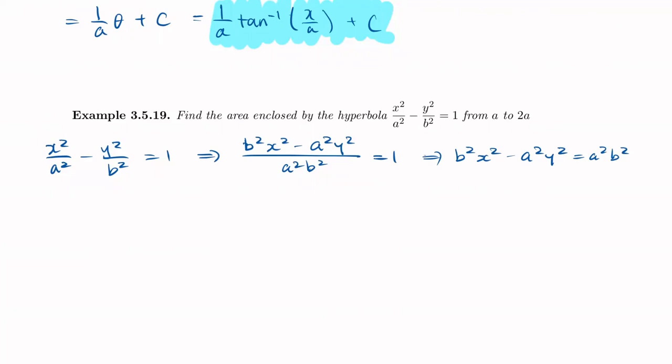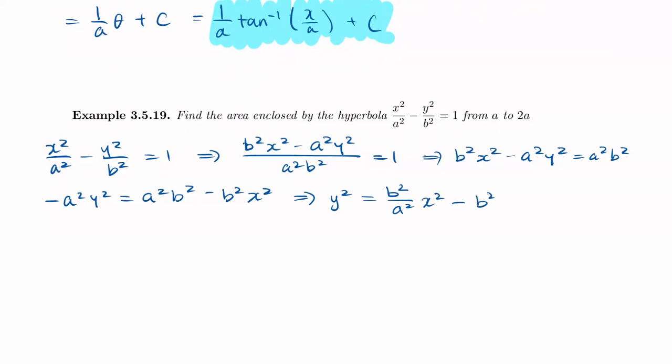Now I have to bring the x to the other side, so that means I have negative a squared y squared equals a squared b squared minus b squared x squared. And then divide both sides by negative a squared. So that means I would just have y squared equal to b squared divided by a squared of x squared minus, that's just going to be b squared here.